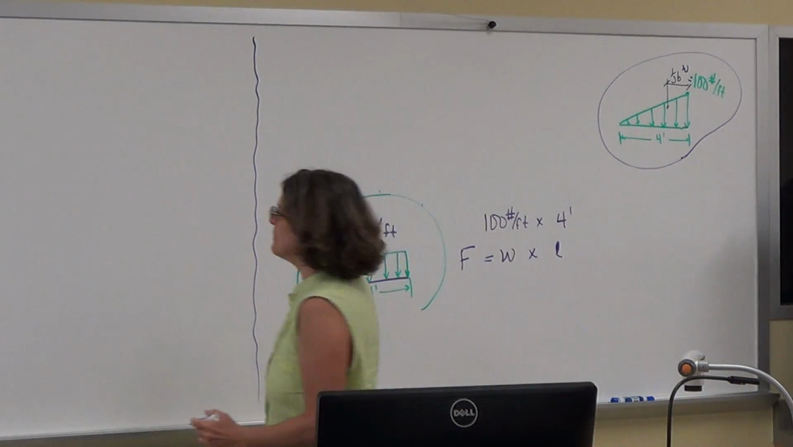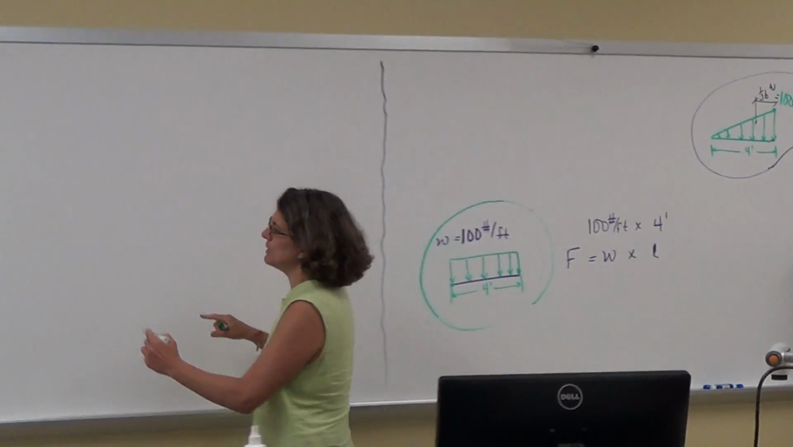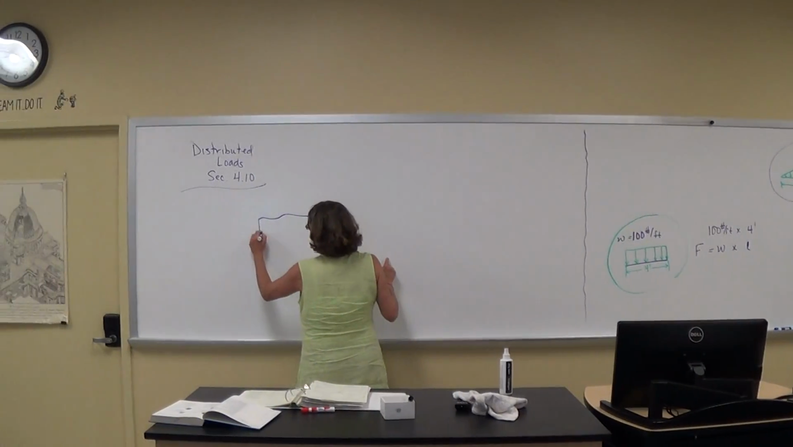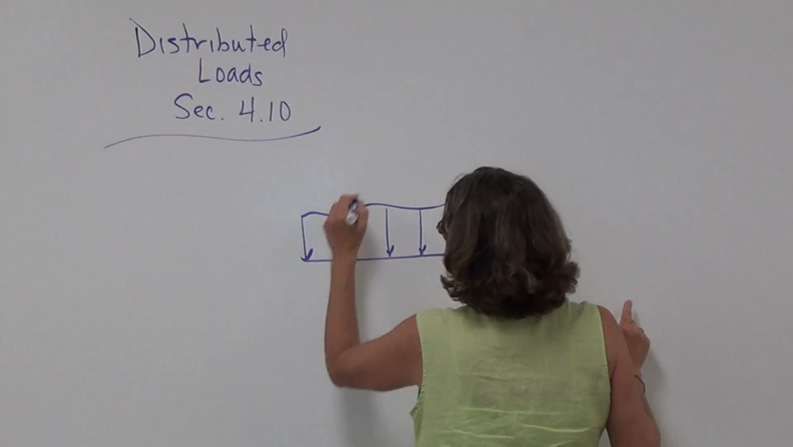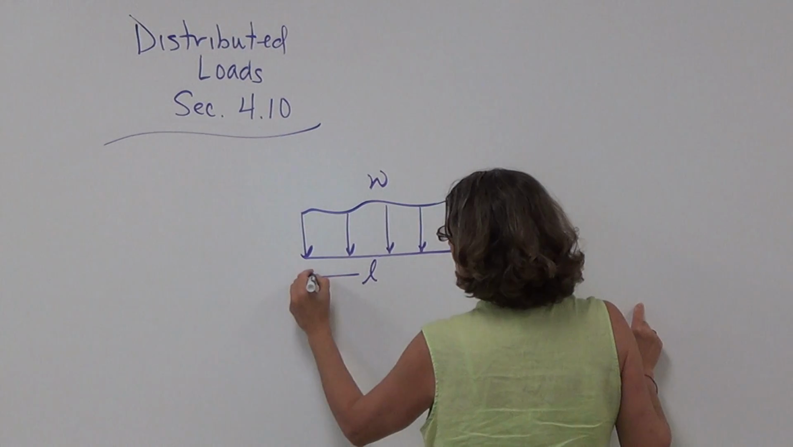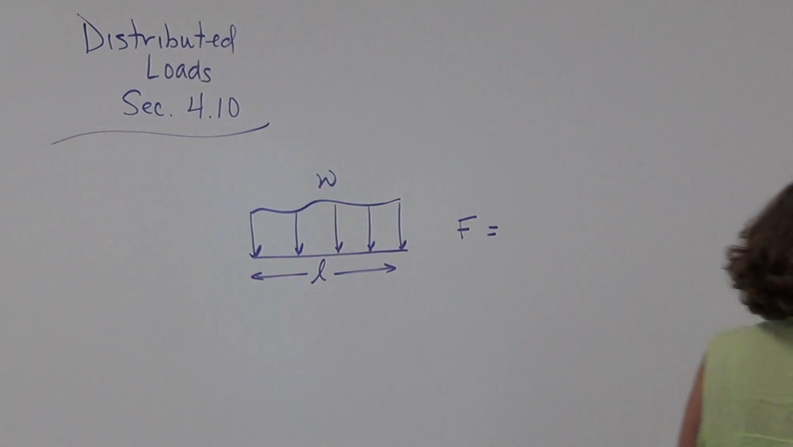Let's say we have a problem that isn't clean. It isn't a rectangle or a triangle. It's some weird distributed load on a beam. This is still denoted as w, and this is still my length. And if I want to find out what this force is, how am I going to do that?